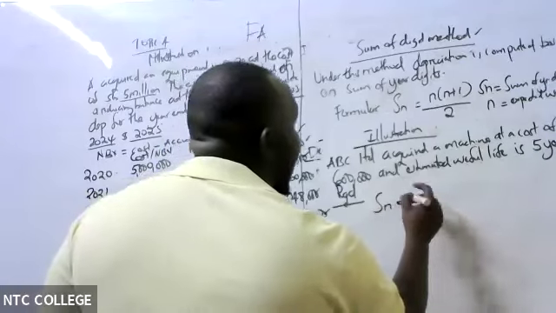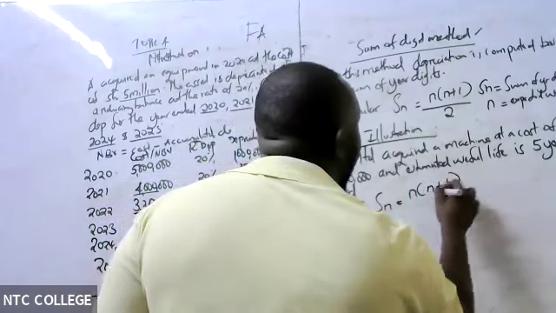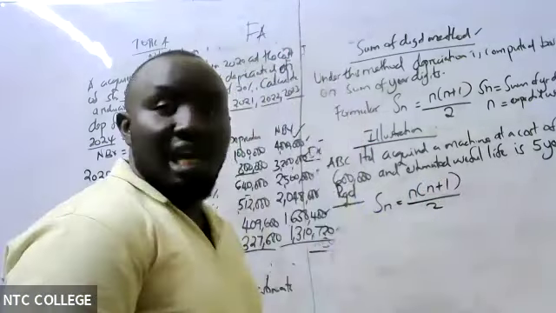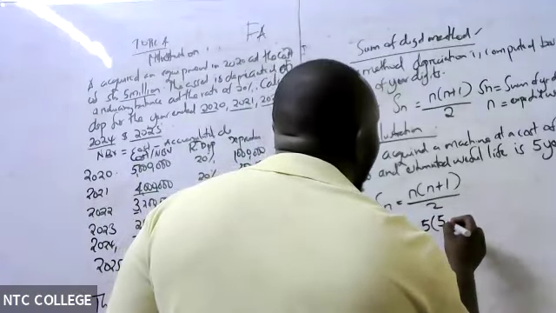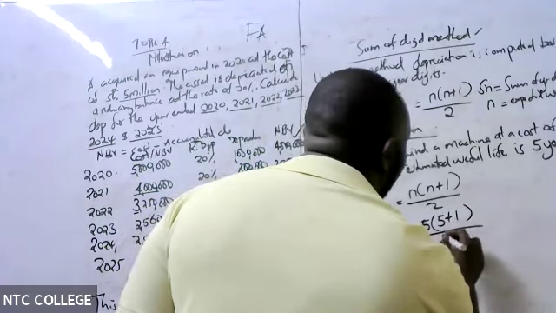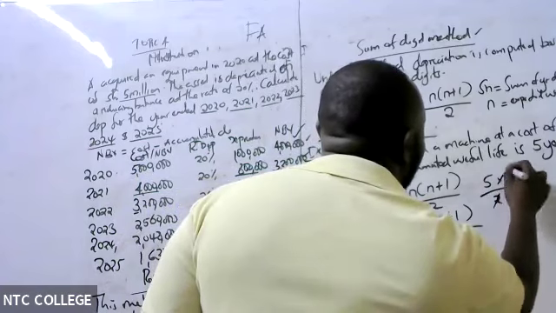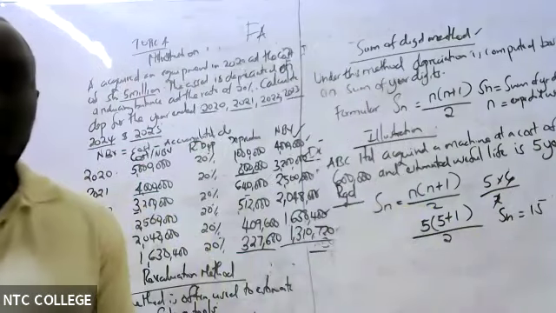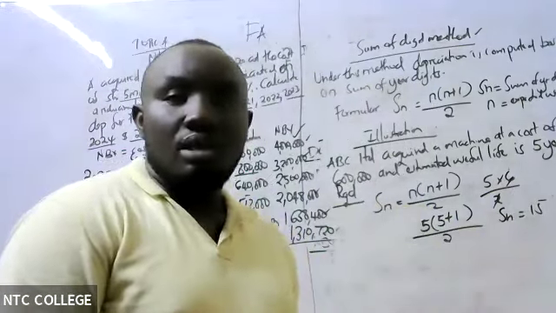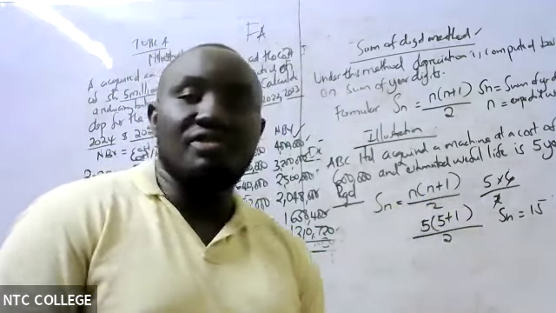Yes. So we get the sum of year digits, Sn equals n times (n plus 1) over 2, where n is the useful life. So we have 5 times (5 plus 1) over 2, which is 5 times 6 over 2. This is 3, so the sum of year digits is 15. Are we getting the same value? Using the formula, do we have 15?